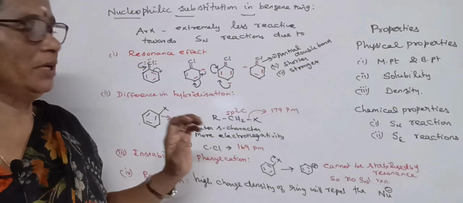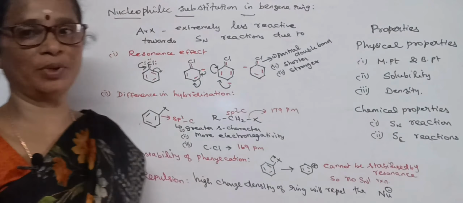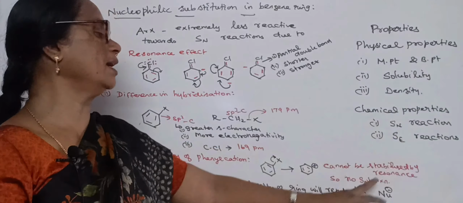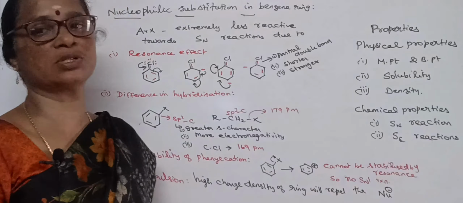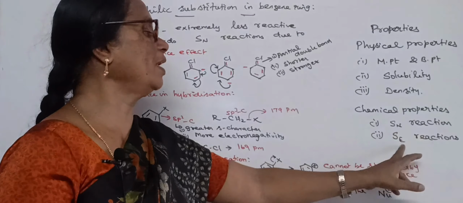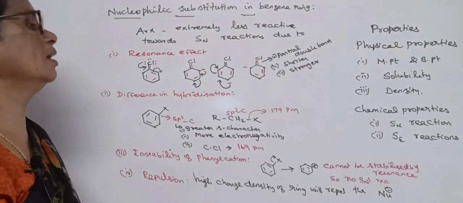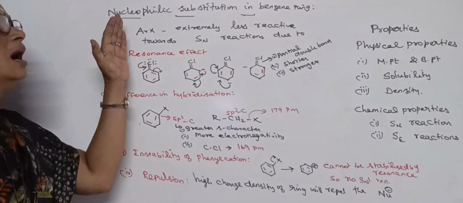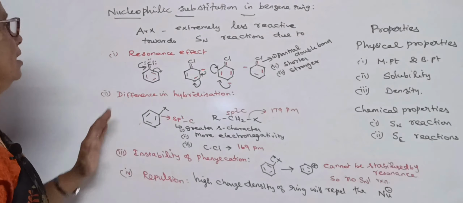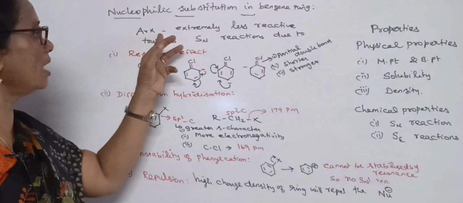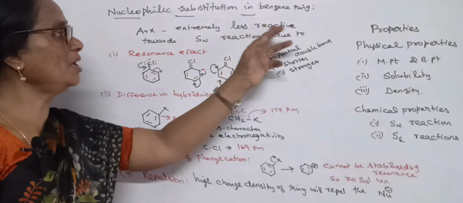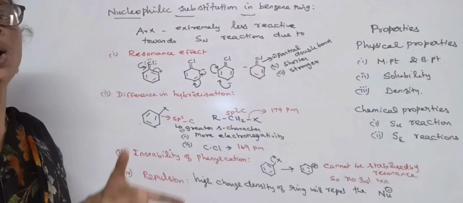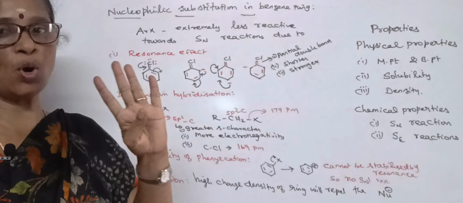Following physical properties, let us discuss chemical properties. So, chemical properties: we have nucleophilic substitution reactions and electrophilic substitution reactions. N for nucleophile, E for electrophile. Let us consider first of all nucleophilic substitution reactions in haloarenes. Actually, haloarene, ArX, is extremely less reactive towards nucleophilic substitution reactions. Why? Because of four reasons.